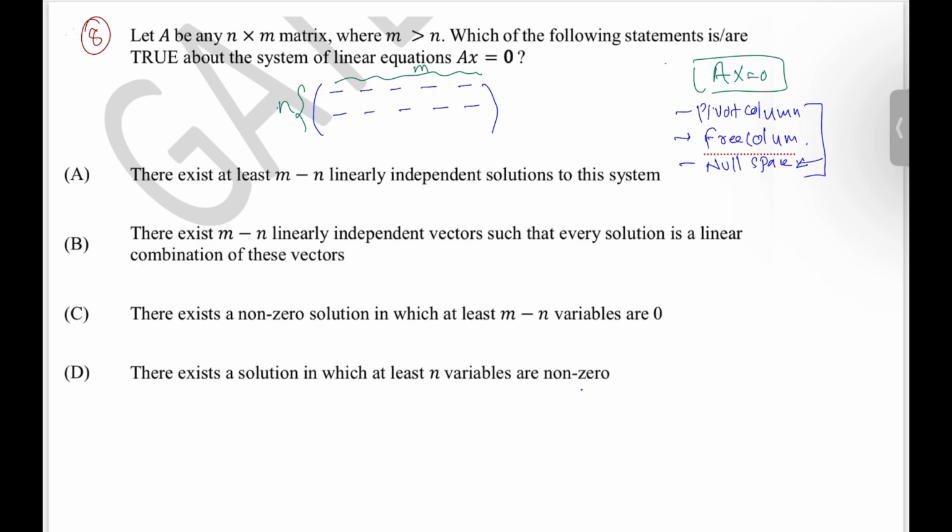Alright, so we have the shape of the matrix. We have to look at the null space. So let's look at the first option: there exist at least m minus n linearly independent solutions to this system. First of all, you have to understand what statement A is saying. It is saying that in the null space you will have at least m minus n vectors that will represent the complete null space, right?